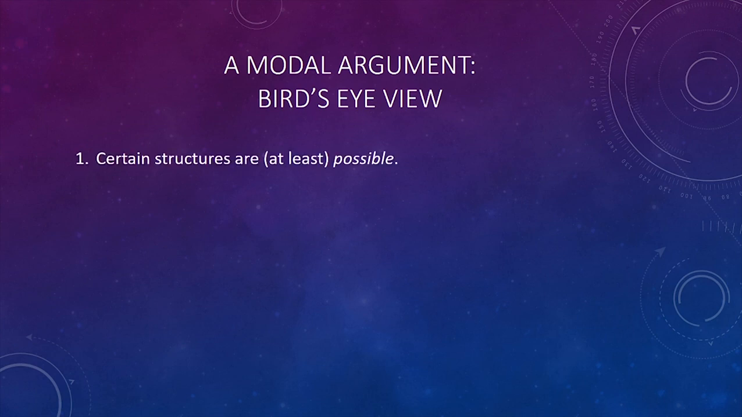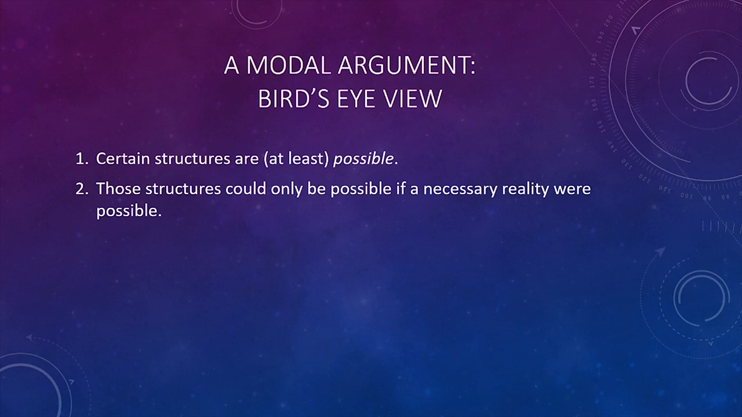The first premise is that certain structures, causal or explanatory structures, are at least possible. So we're going to leave open whether these structures are actual, but they are at least possible. And I'll say more in a bit about what that possibility could mean. The next premise is that those structures could only be possible if some necessary reality were also possible. The idea is that there's some necessary reality that's required for those kind of structures, so that if those structures are possible, then a necessary reality would also be possible. And so then it would follow that a necessary reality is possible from those premises.